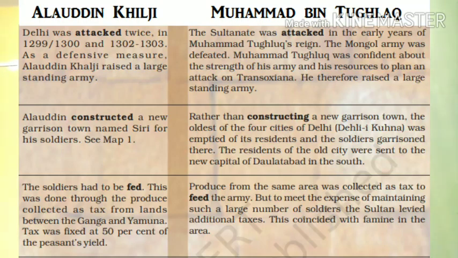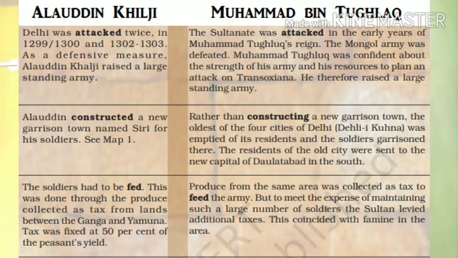And what did Muhammad bin Tughlaq do, on the other hand? Rather than constructing a new garrison town for only soldiers, the oldest of the four cities of Delhi was emptied of its residents and soldiers garrisoned there. The residents of the old city were sent to the new capital of Daulatabad in the south.